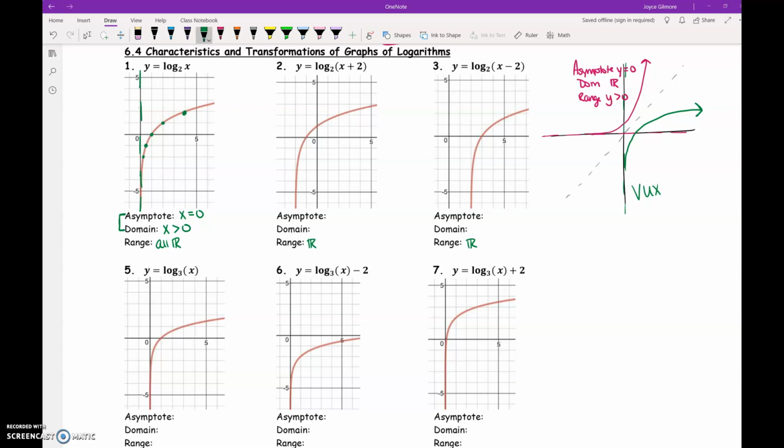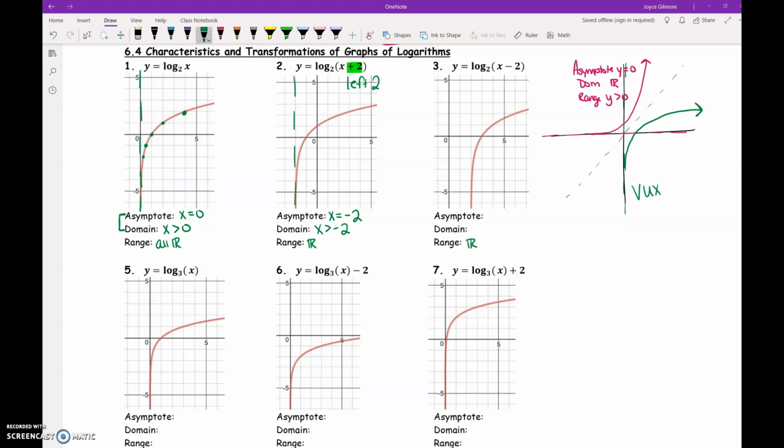This one, the asymptote has moved over here. What in the world would cause the asymptote to move left 2? Notice right here, plus 2 means left 2. So just like before, anything that's with the x is going to shift this graph side to side, and it's going to be opposite. So now the asymptote is x equals -2 because it shifted left 2. Your domain is going to be x is greater than -2.